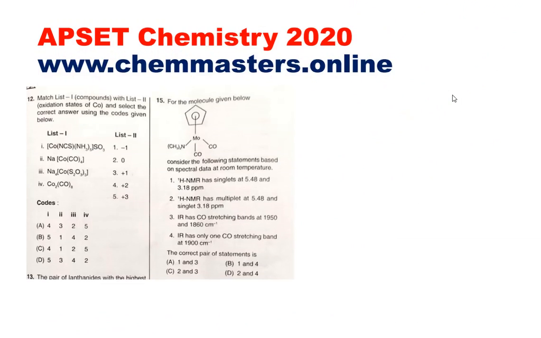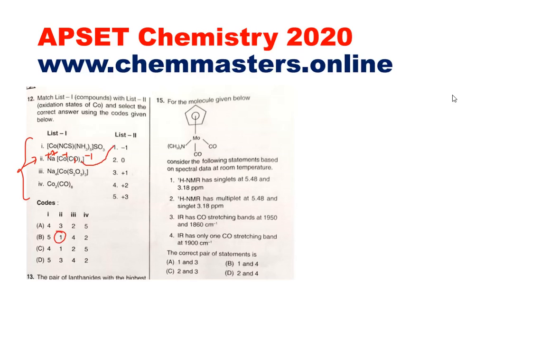Next question. Match the list 1 compounds with list 2, that means oxidation state of cobalt. Here, just look at the simplest complexes first. If you look at the second one, sodium plus the ionic sphere, where the cobalt complex is with -1. We know that CO is a neutral ligand. That's why cobalt must be with minus charge. So the second combines with the first one.